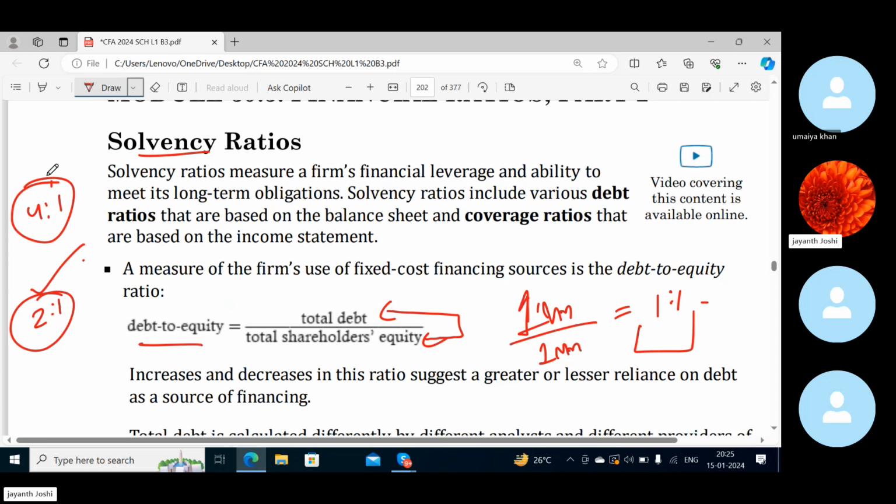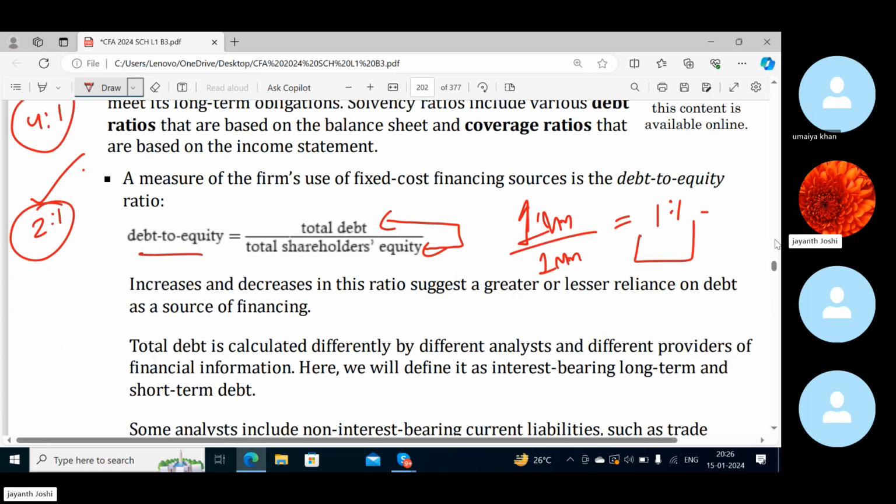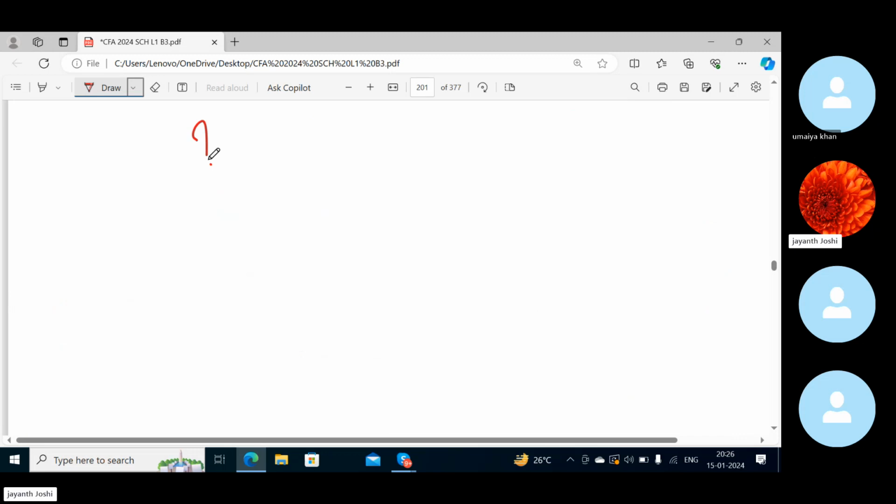You can take leverage or advantage of fixed interest cost, but only if you have what? Higher profits. Did you understand? Or higher revenues. If your revenues are dipping, then you cannot take advantage of that fixed cost. Okay. See, can you give me an example, like how I can take advantage of fixed cost with higher revenues? Any one of you?